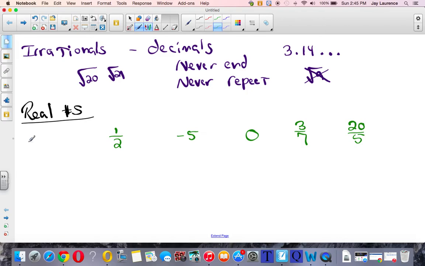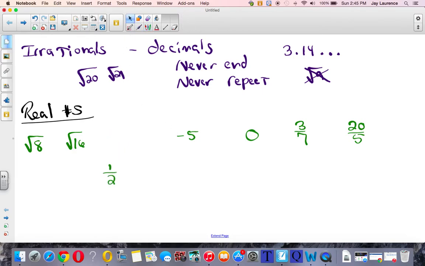And let's go with the square root of 8. And let's also do the square root of, say, 16. Okay, so we'll try them and we'll see if we can classify them. All right, start with the easiest one that you see up here.